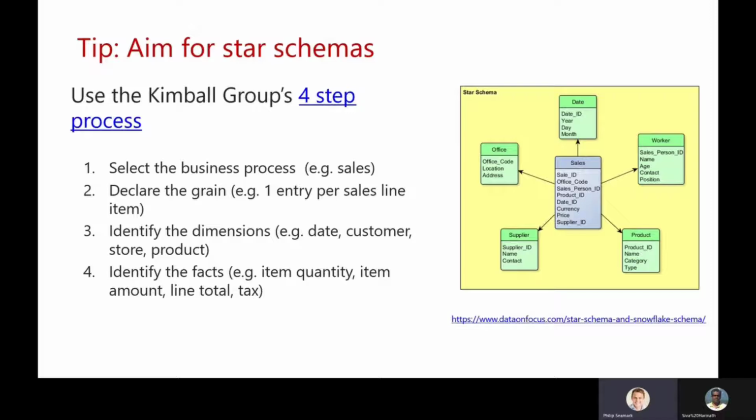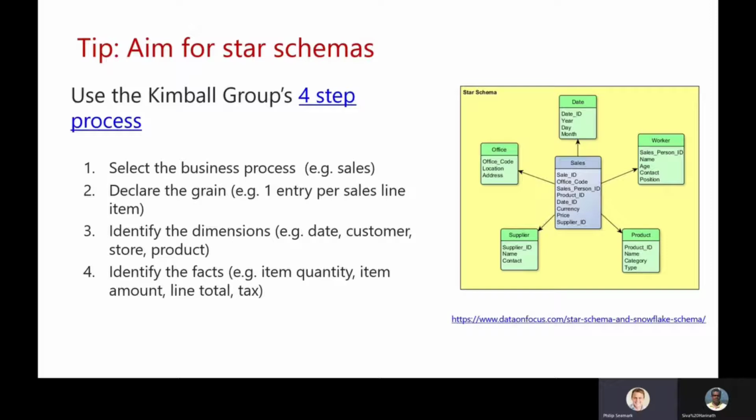So we talk about the star schema. We use the Kimball 4-step process. You identify your business process, in this case, sales. You nominate what the grain is. That might be one sales line per basket or transaction, or it could be the products within the basket. You then identify the dimensions that are relevant to that, so how you like to group or filter the facts.